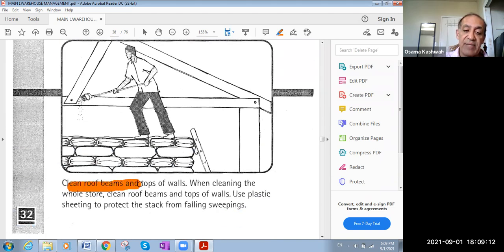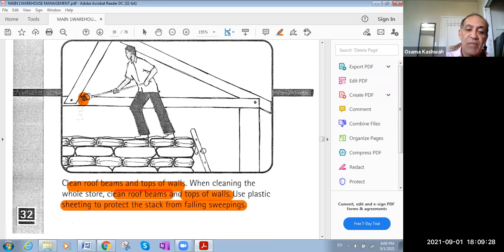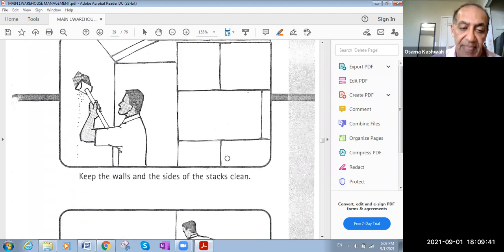Clean the roof beams and tops of walls like this area. When cleaning the whole store, clean roof beams and tops of walls. Use plastic sheeting to protect the stacks from falling sweepings. So you can put plastic sheets like here, so that it will prevent the effect of the water, the rain, or whatever.